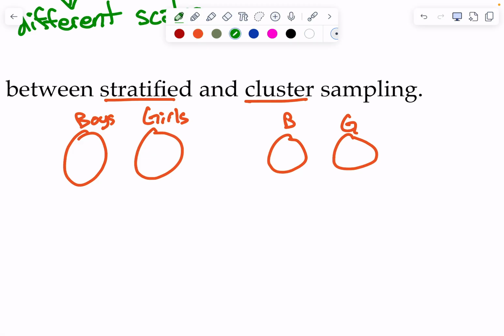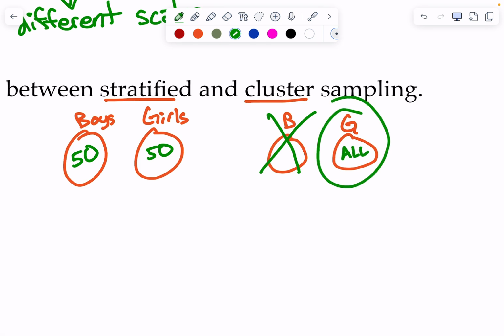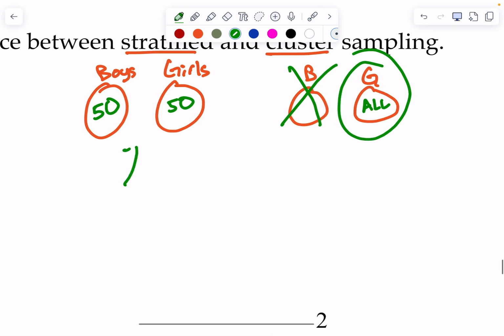Stratified, you test a small sample from every group. So let's do 50 boys and 50 girls. Okay? Cluster, we don't care about the boys. We're going to do all the girls. We're going to get all the girls' opinions, right? Good? Okay, let's talk about problems with this. What's the problem with this? What's the good thing about this? Let's do pros and cons.